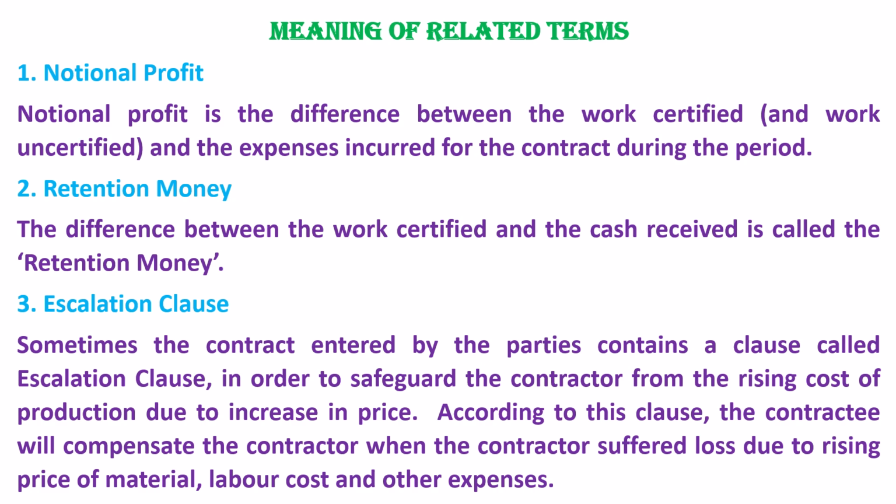3. Escalation clause. Sometimes the contract entered by the parties contains a clause called escalation clause, in order to safeguard the contractor from the rising cost of production due to increase in price. According to this clause, the contractee will compensate the contractor when the contractor suffered loss due to rising price of material, labor cost and other expenses.